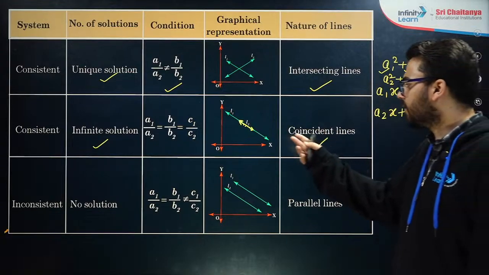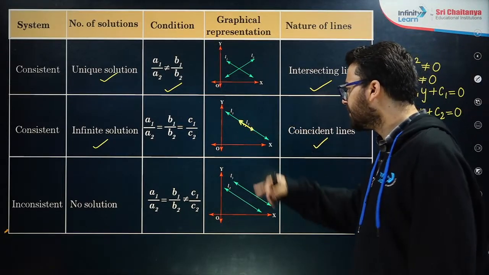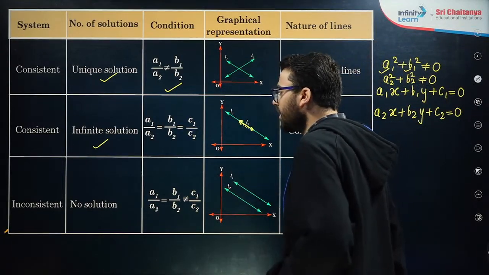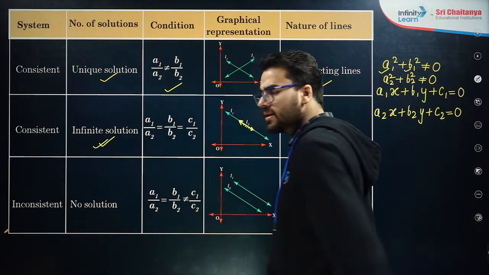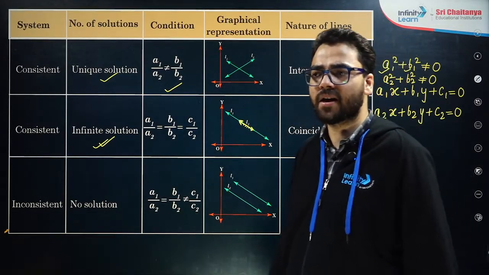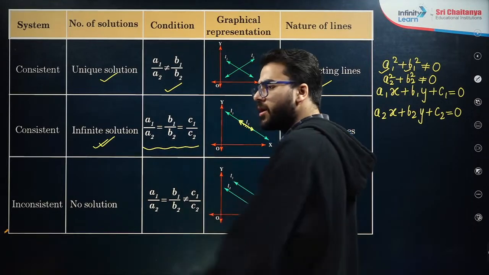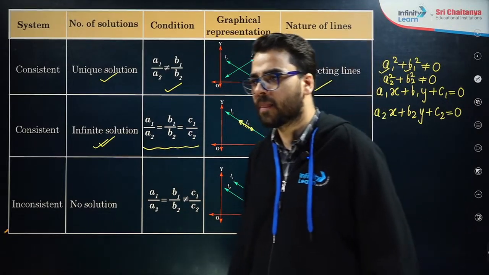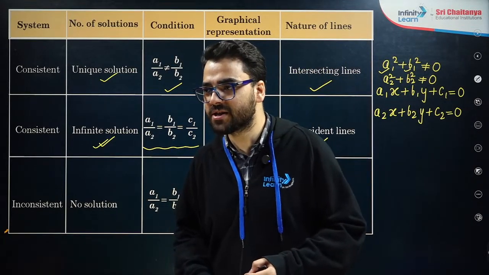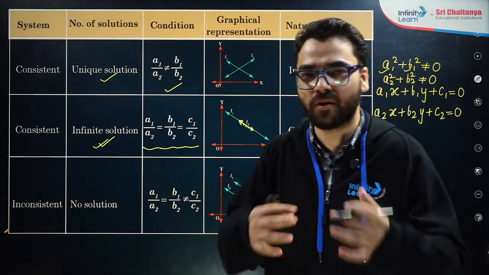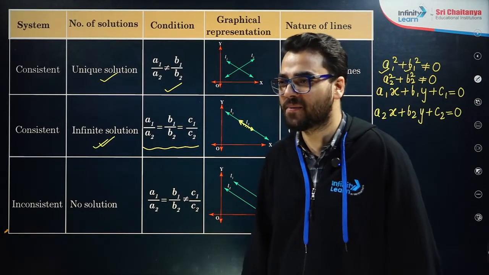Fine. So if you have coincident lines, obviously an infinite number of points are common, and then you have infinite solutions. Yes or no? And what is the algebraic condition for infinite solutions? That is A1 by A2 is equal to B1 by B2 is equal to C1 by C2. No, this is Infinity Learn by Sri Chaitanya only. I don't have any partnership. I'm working for them. I hope it's clear.